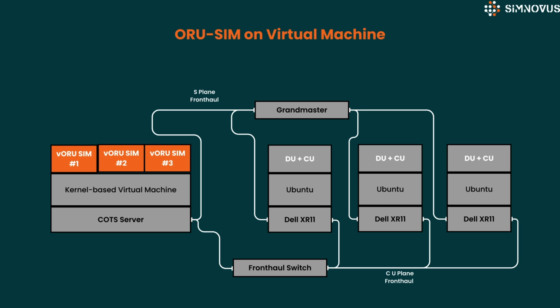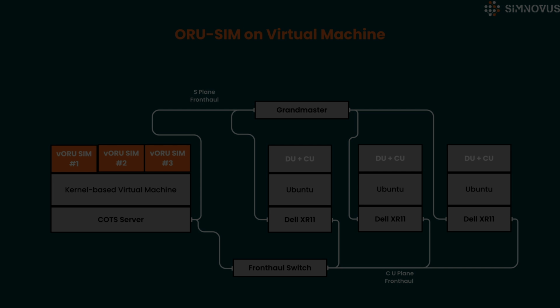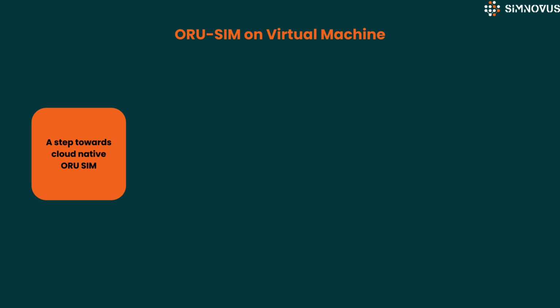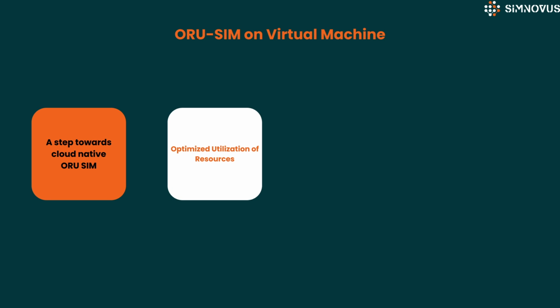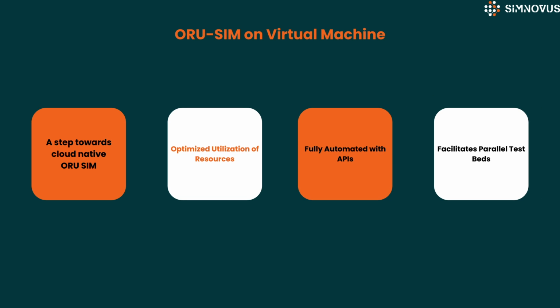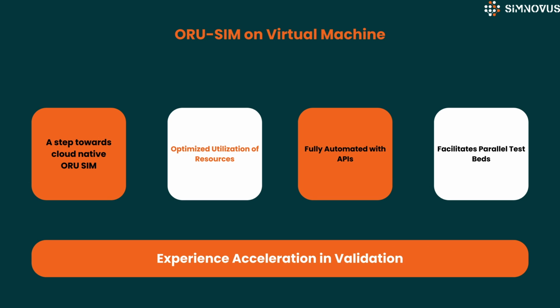The network topology below illustrates a scenario where multiple ORU SIM VM instances are created on a single server. Our ORU SIM on virtual machine is a step towards cloud-native ORU SIM. Optimized utilization of resources. Fully automated with APIs. Facilitates parallel test beds. Experience acceleration in validation.